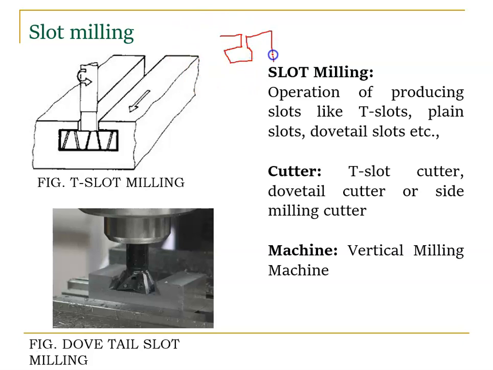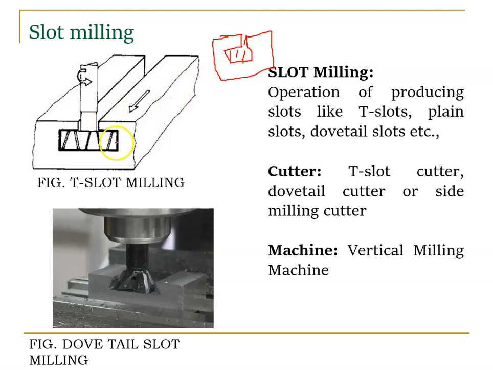Okay, assume that this is a T slot. It's not drawn very properly, but it's a T slot. To mill a T slot, we cannot use a face cutter, because the face cannot get inside. If we use an end cutter, we can go inside these edges, but we can't touch these edges. So for that purpose we use slot cutters.